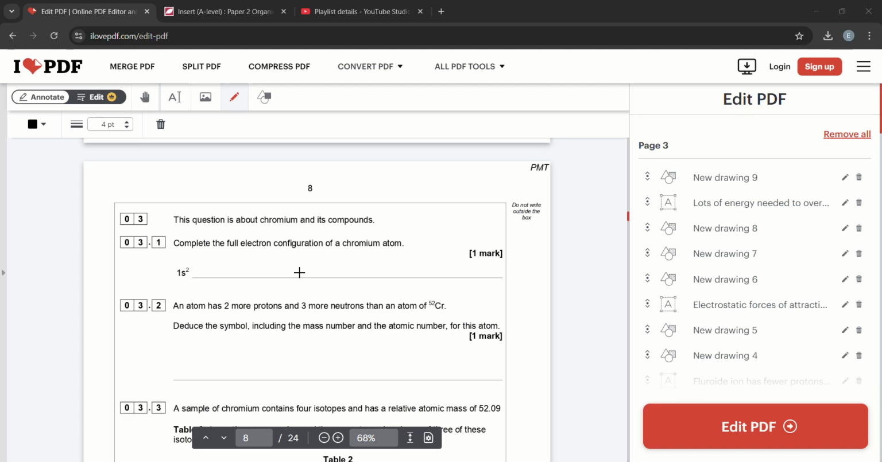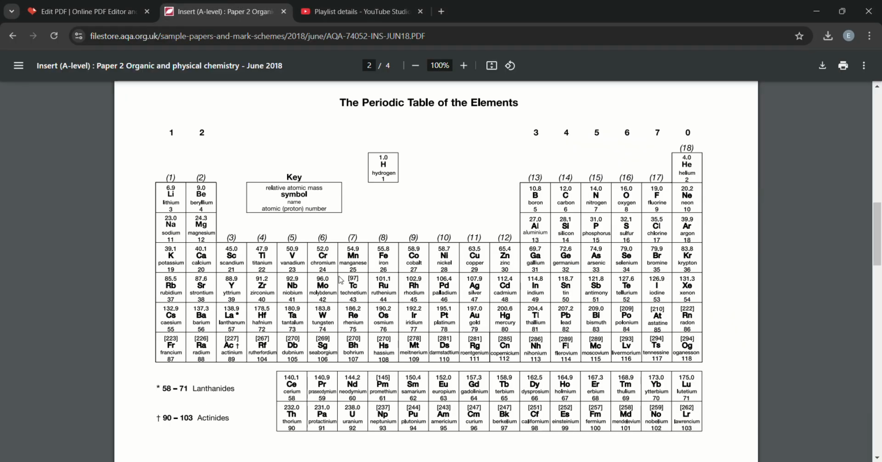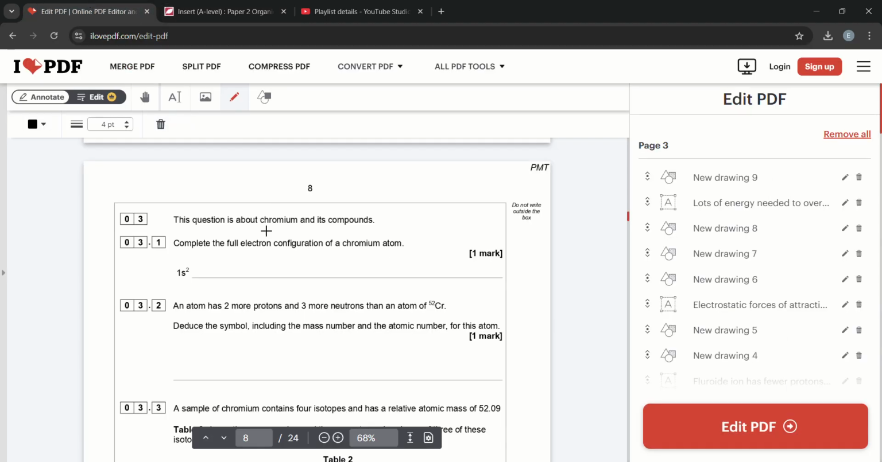Question 3. This question is about chromium and its compounds. Complete the full electron configuration of a chromium atom. Chromium has 24 electrons, but obviously it's got that special case, so you should learn the full electron configuration of chromium beforehand, or just the end part. Chromium is 24 electrons.